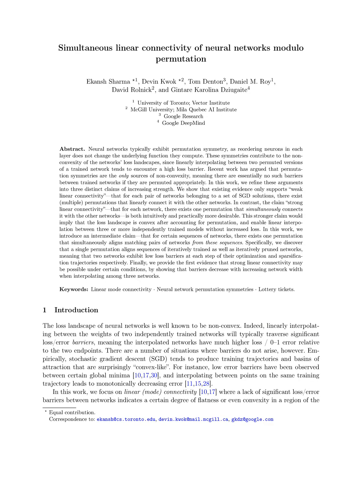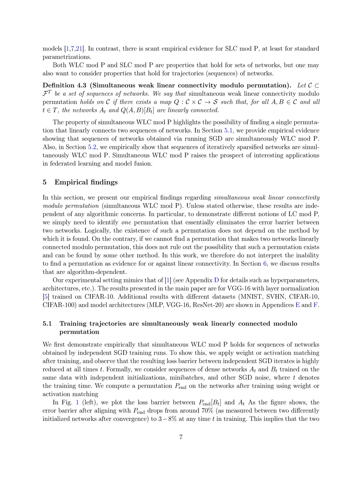The concept of simultaneous weak linear connectivity modulo permutation, simultaneous WLC mod P, extends this idea by showing that a single permutation can linearly connect two sequences of networks obtained through different methods, such as SGD training trajectories or iterative magnitude pruning, IMP. The paper provides empirical evidence for simultaneous WLC mod P by demonstrating that applying weight or activation matching after training can significantly reduce the error barrier between independent networks at all times during training.